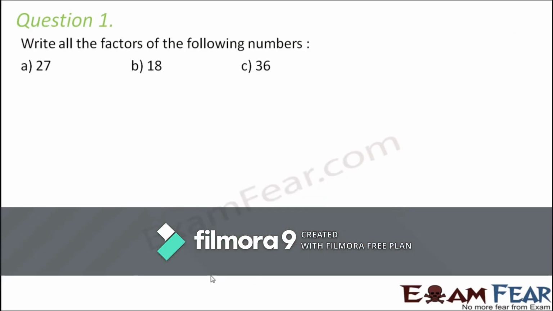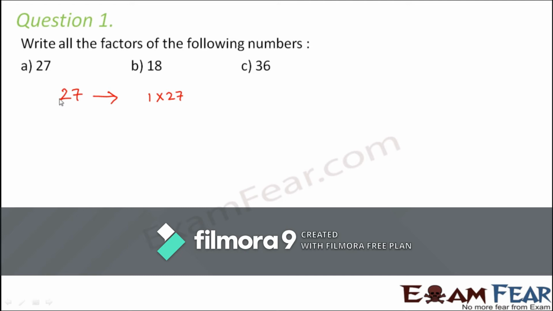Question number 1. Write all the factors of the following numbers: 27, 18 and 36. Let us start with 27. How do we write factors of a number? We start from 1 and keep checking whether there is any number which can divide 27 completely. So let us start with 1. Yes, 1 into 27, we can write it like this. 1 is a factor of every number, we know.